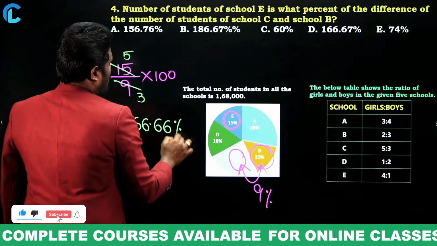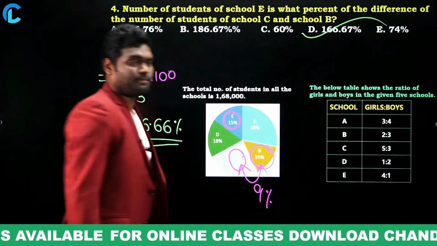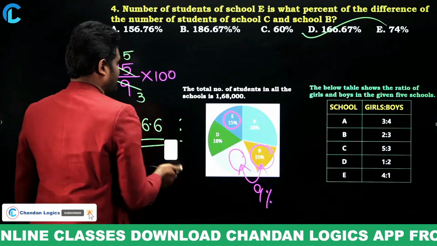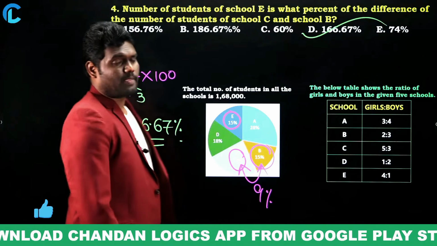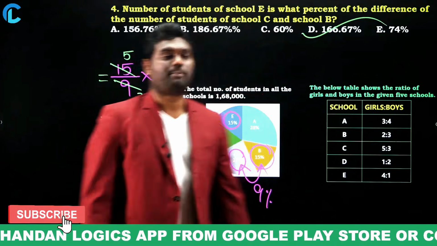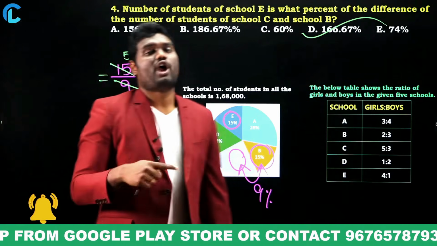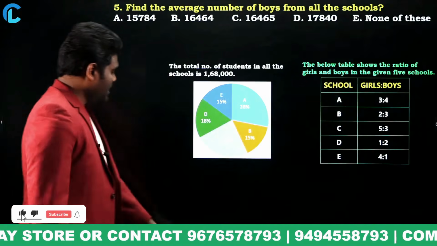166.66%. Yes or no? 166.66%, that is 166.67%. Is that clear? So the answer is 166.67%. So 0.6666 we are taking as 0.67. So we are getting 5 by 3 into 100. When we simplify 5 by 3 into 100, we get 166.66%. So this is our last question.